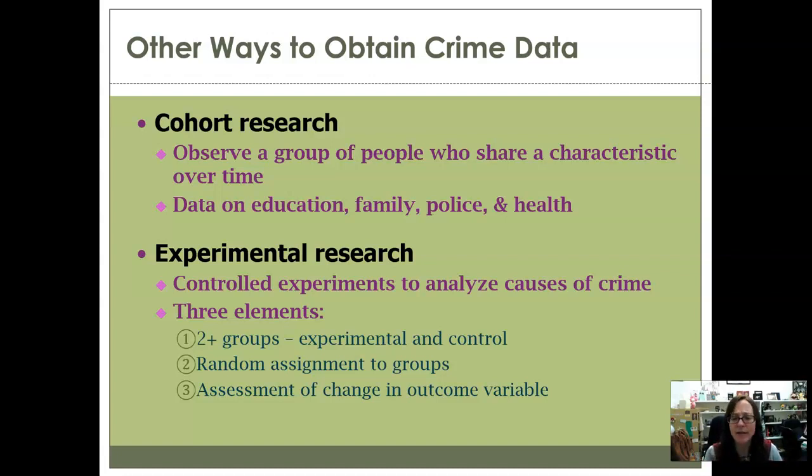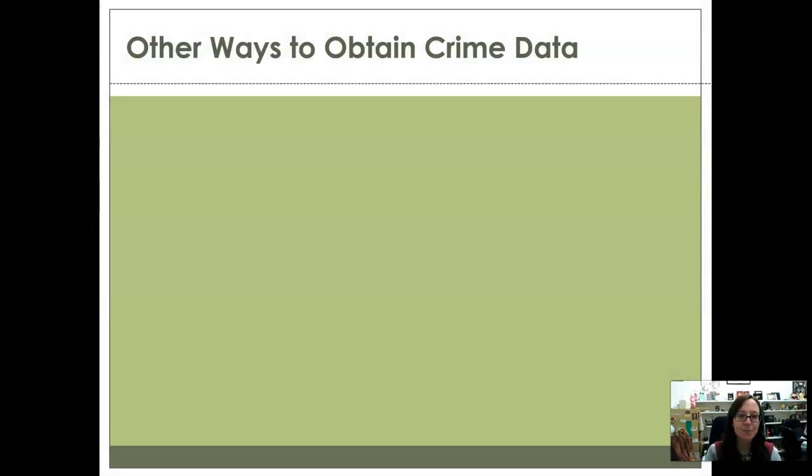And then the other requirement is that you're assessing the change in the outcome, which is kind of a gimme, because that basically means you're seeing if the thing that you're testing had the effect. If you're not looking to see what the effect was, then what's the point of doing it? So if we're seeing if a treatment in prison works, then we're going to test to see if those people are more or less likely to recidivate upon release, let's say. If you don't test that, then what are you doing? So experimental research is another way to get crime data.